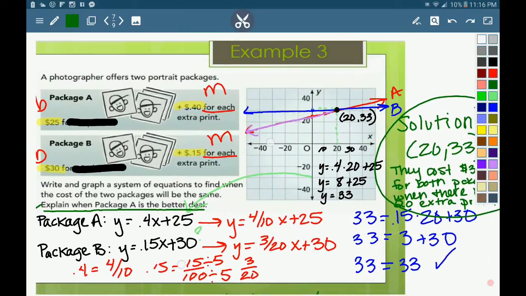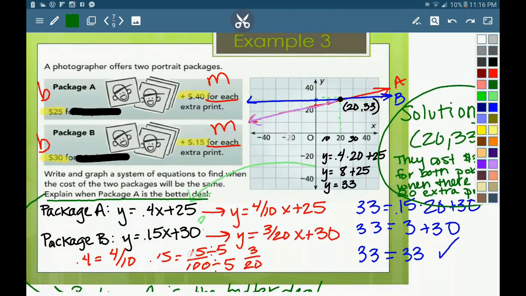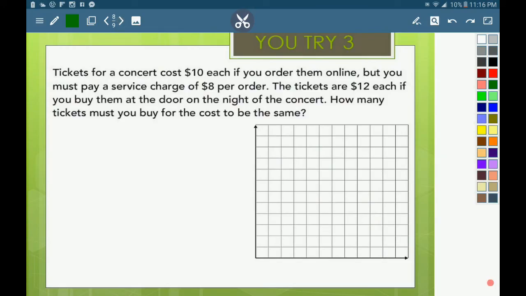Okay, so we did a lot of analysis on this example, and we had a lot of questions we had to answer. So refer back to this example as many times as you need and ask questions in order to try this on your U-Try.